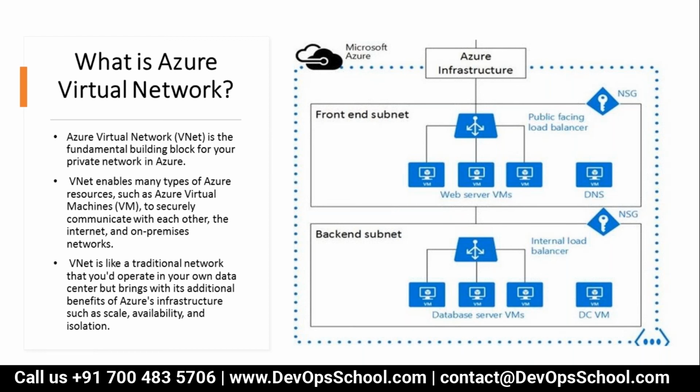Now we are going to discuss the Azure network. Azure Virtual Network is also known as VNet. VNet enables many types of Azure resources, such as Azure virtual machines, to securely communicate with each other. Yesterday we created one virtual machine, right? On the page we selected the items and then clicked on review and create, right?